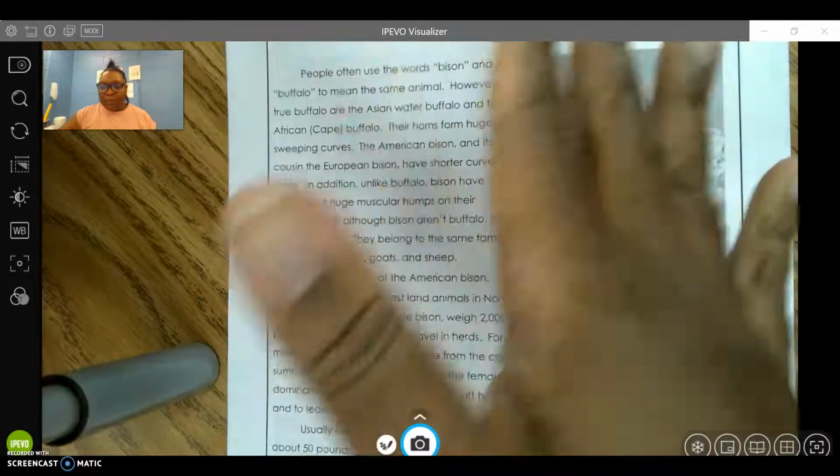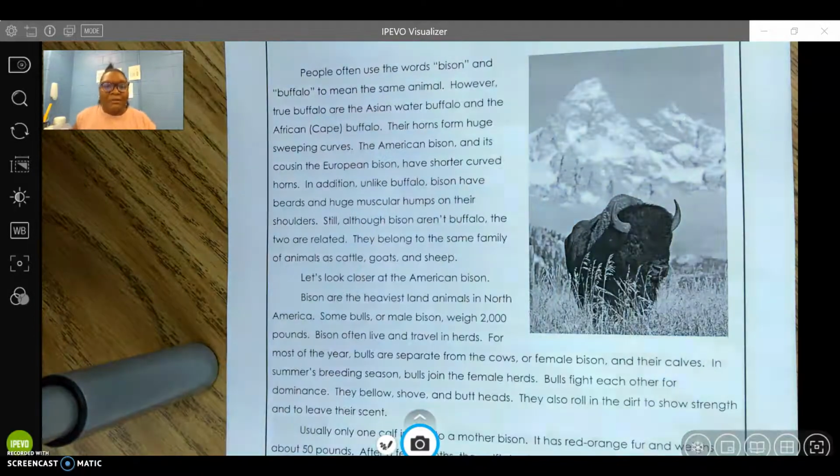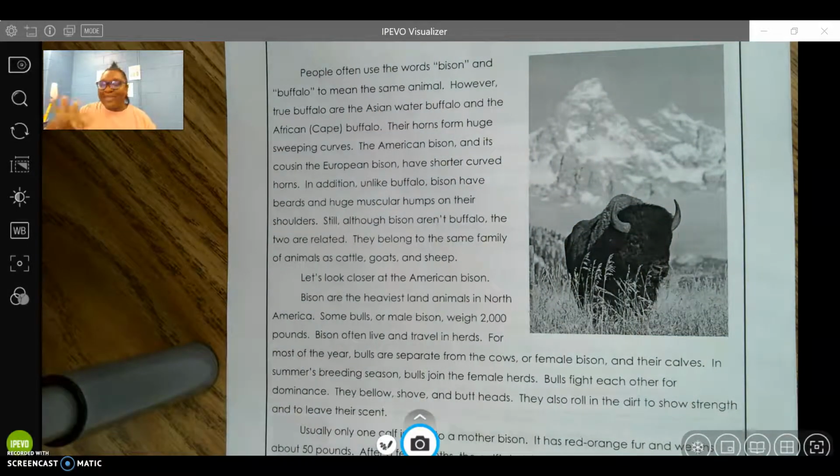So I've got a really bad bruise on my hand. It's kind of embarrassing, so I'm going to hold it down here. If you see it, I'm not hurt or anything. It's just a really gross bruise.